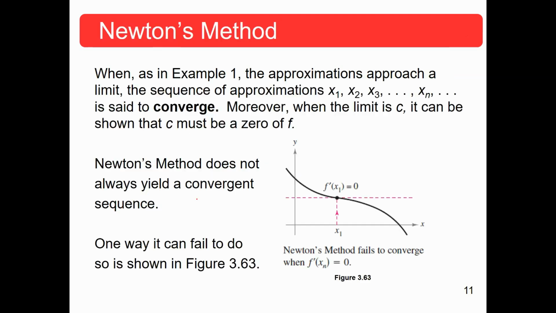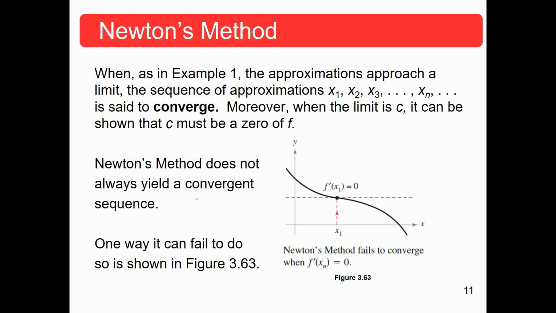Now, in example 1, the approximations approach a limit. Okay, so the more you do it, the more it converges towards that spot. So we call that convergence. Moreover, when the limit is C, it can be shown that C must be a 0 of f. Okay, does that make sense? If the limit is C, if it's converging to C, that has to be a 0.